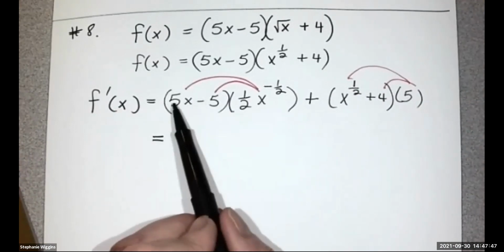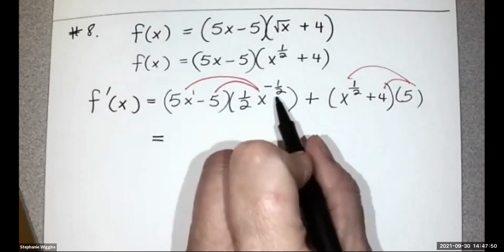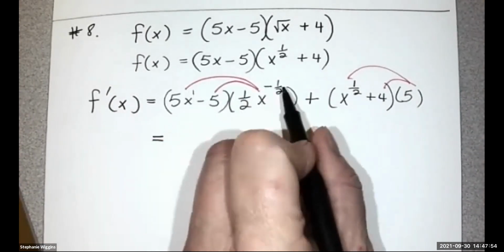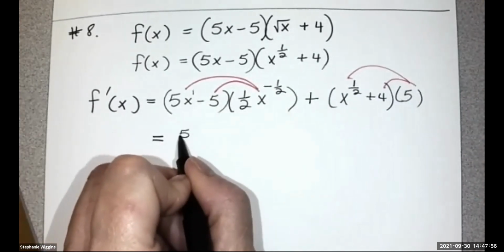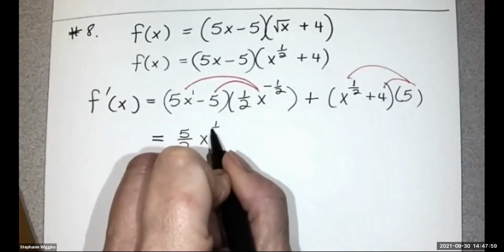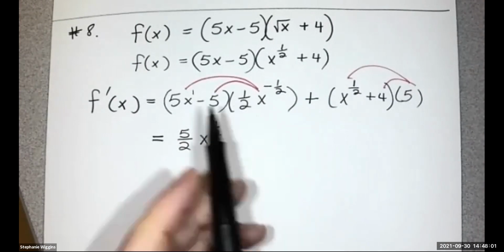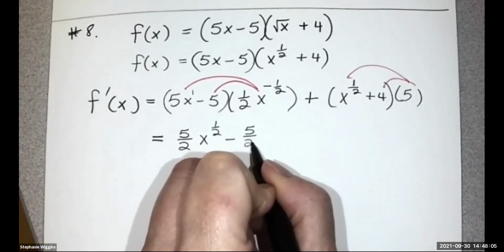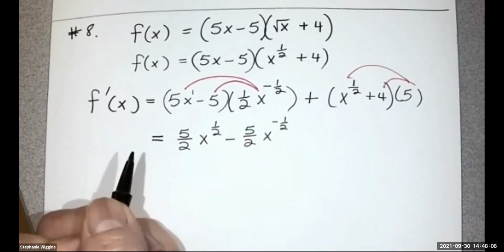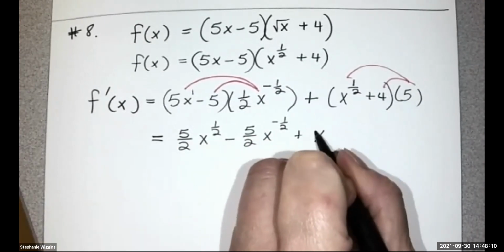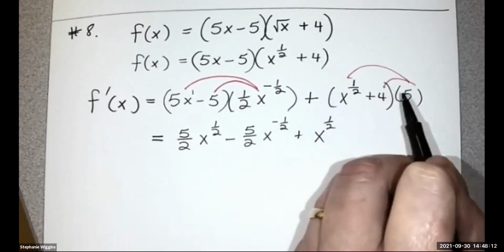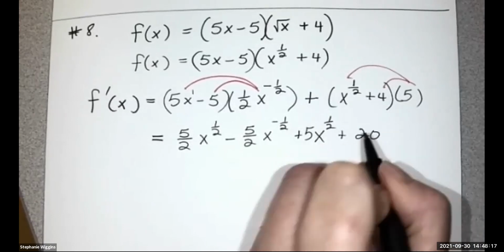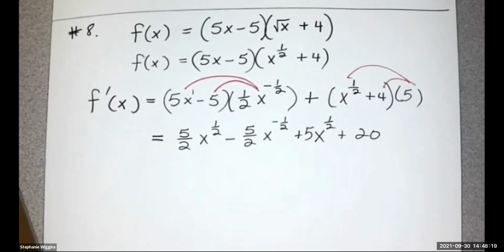So this becomes 5/2 x. Now, when you have x to the 1 power multiplied by x to the negative 1/2, you add the exponents. So it's going to be 1 minus 1/2. So this becomes 5/2 x to the 1/2. And then we're going to have minus 5/2 x to the minus 1/2 plus x to the 1/2 times 5, I should say, 5 times x to the 1/2 plus 20. So my constant term is 20.